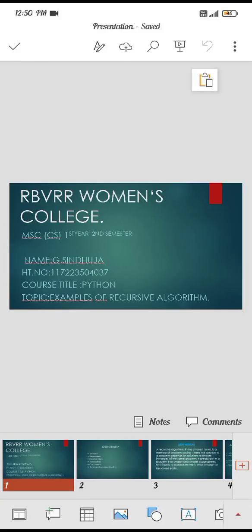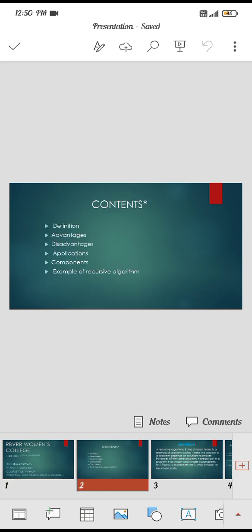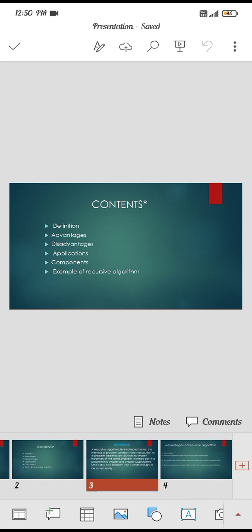Today I am going to explain my seminar topic on examples of recursive algorithm. Contents: definition, advantages, disadvantages, applications, components, examples of recursive algorithm.